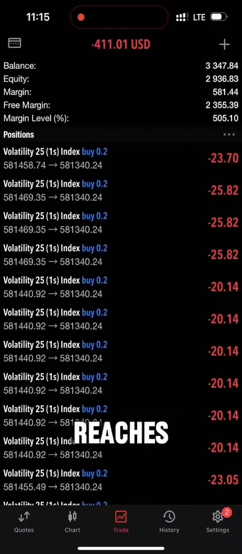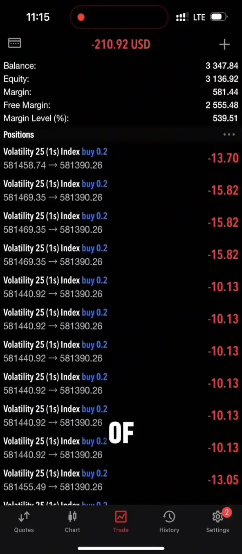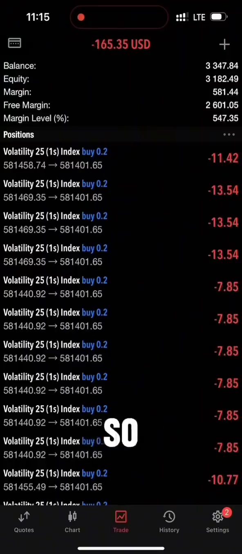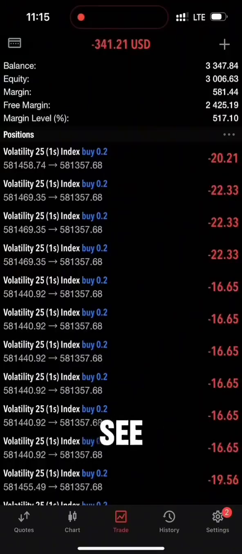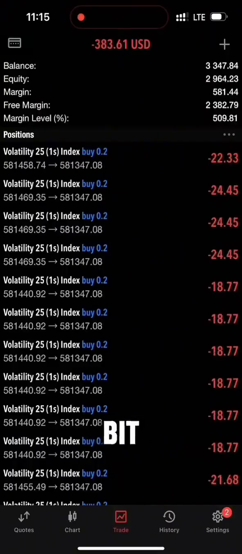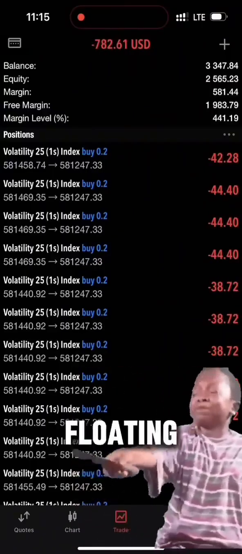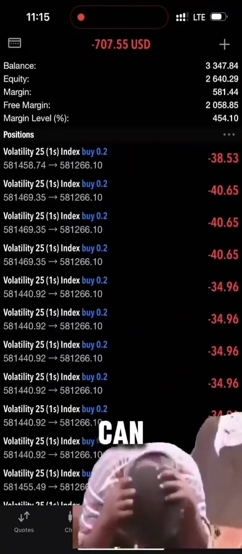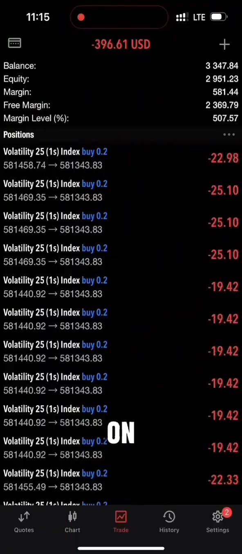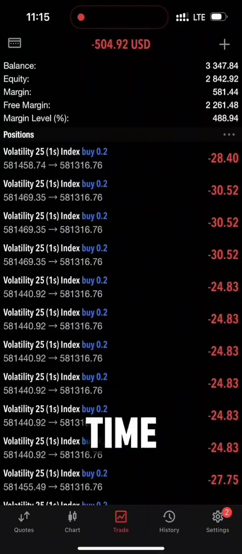So when the price reaches that point, by then we would have accumulated a lot of profit, as the positions I used are volatile. So yeah, we can see that we will go up bit by bit. So the price, we are in a bit of floating loss, but it's fine. It's nothing we can't handle. We just wait patiently, because the profit is on our side. Just like that, we'll go in profit in no time.